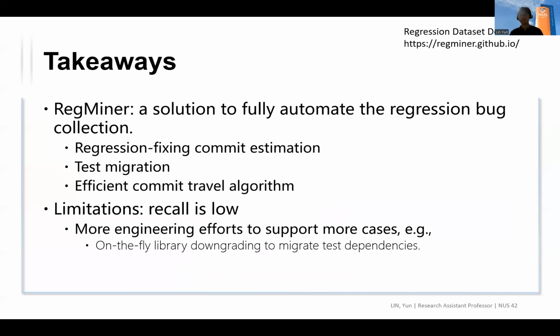In this work, we introduced RegMiner, a solution to fully automate the regression bug collection, which requires minimum human intervention to construct a regression bug dataset. We propose various technical solutions to overcome the technical challenges. While our approach is effective in general, RegMiner still suffers from the limitation of low recall. In the future work, we will strengthen the tool with some more engineering efforts.